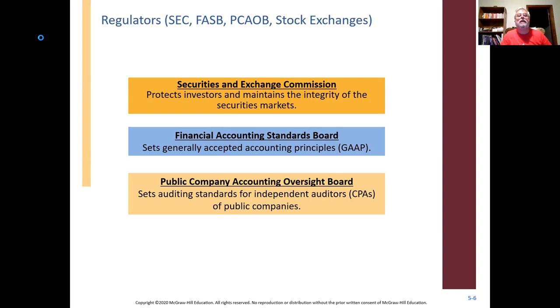The last entity that you see on this slide, the Public Company Accounting Oversight Board, was in response to the scandals that took place 20 years ago, in which Sarbanes-Oxley created this board to make sure that public accounting firms or auditing firms were doing what they should be doing. And that's making sure that companies that were presenting their financial information were doing so in a way that was not misleading or outright criminal.